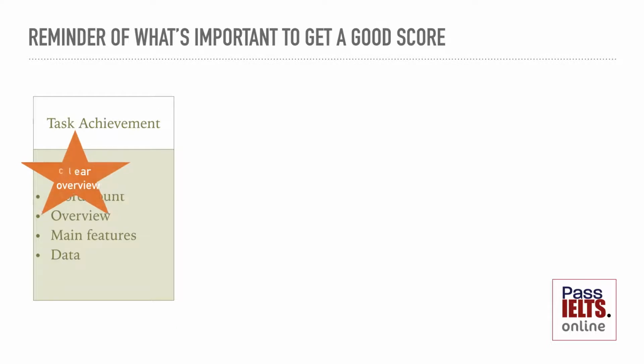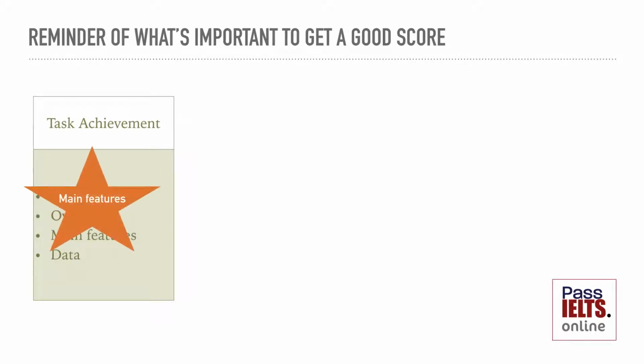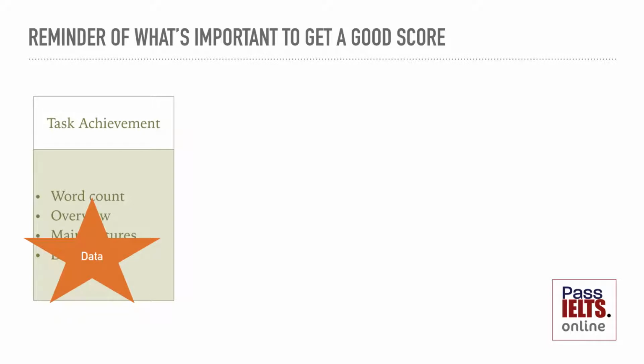For a good score in task achievement, you need to include here as well a clear overview of the main process stages. We'll cover this later on in this guided lesson. You need to choose some main features which include the data from the process to support them. You shouldn't include or write about all the features in detail, as that will lower your score. However, if there are only a few steps or stages, then you will need to include them all.